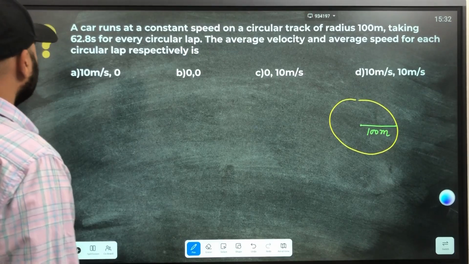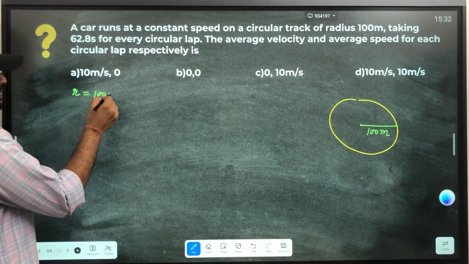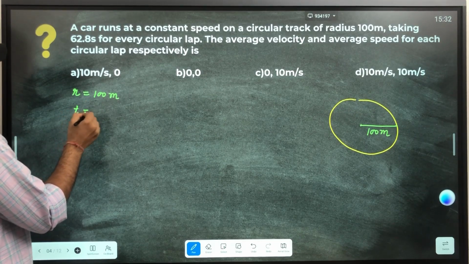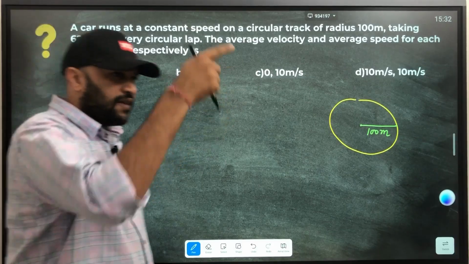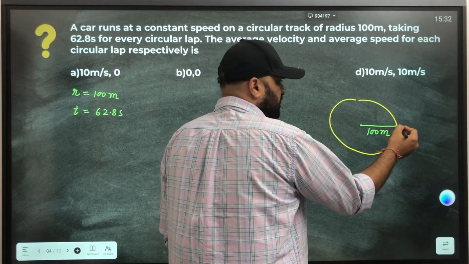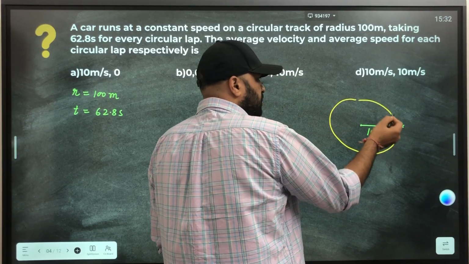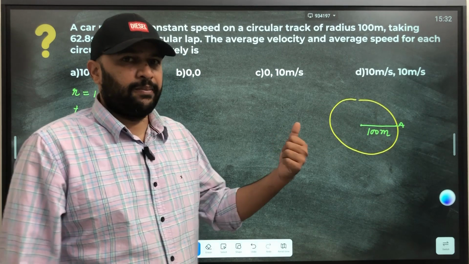So let me just write here R is 100 meters and time taken as 62.8 seconds for every circular lap. So what is a lap? One lap means if you are starting from any point A, you travel this whole circular path and you are coming back to A, right? That is a lap. Okay, great.